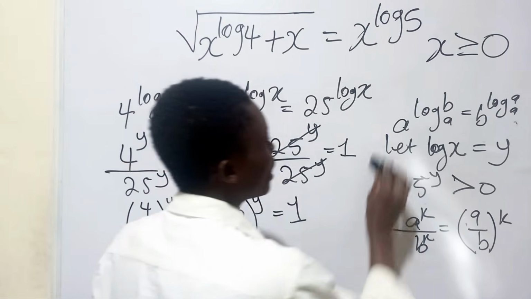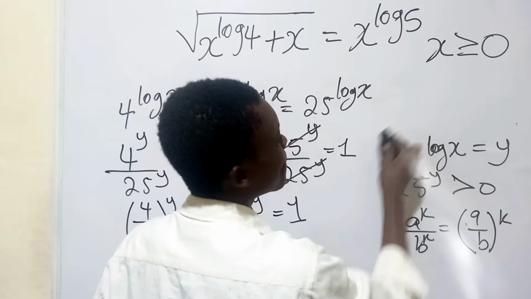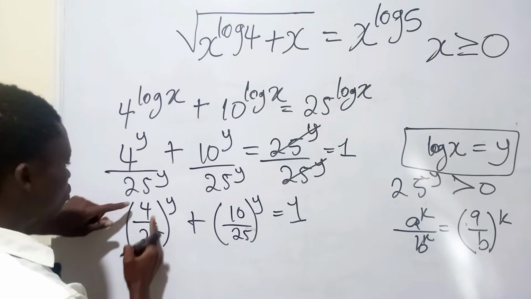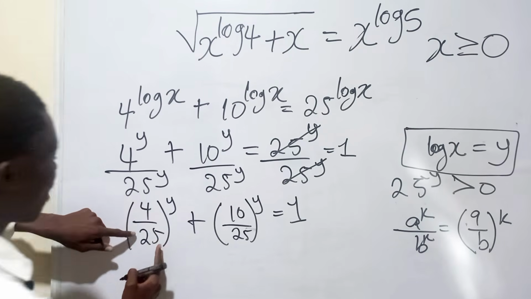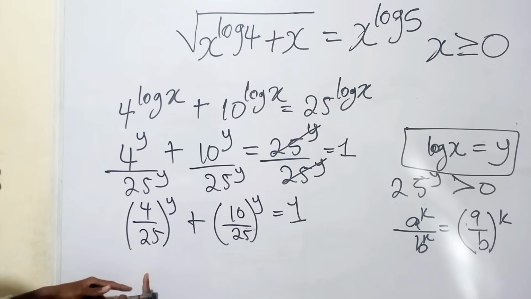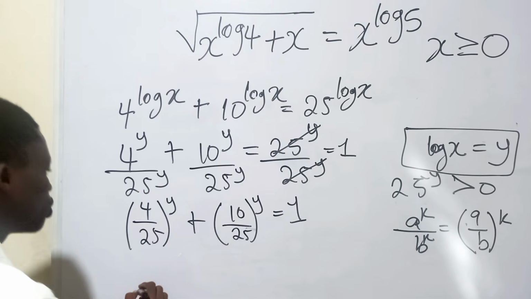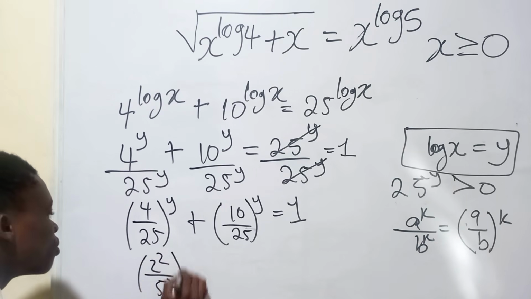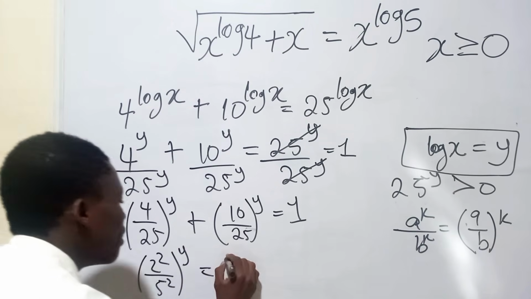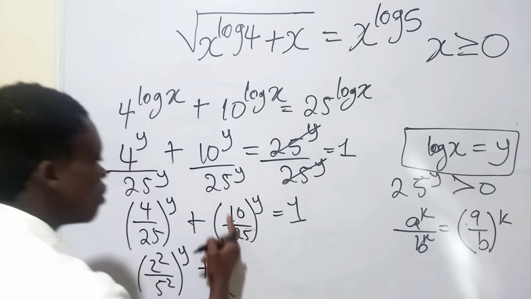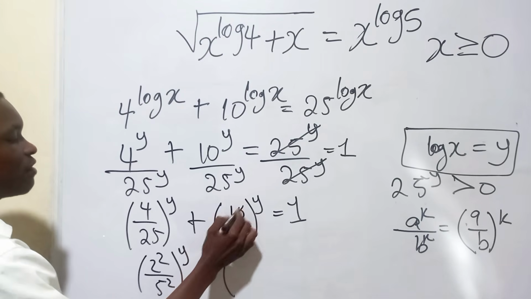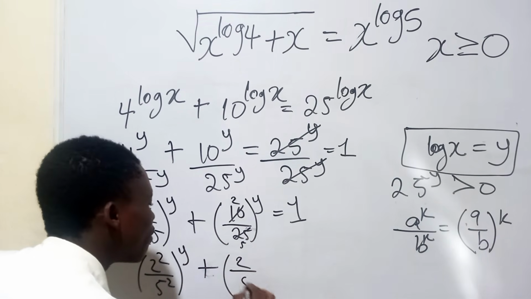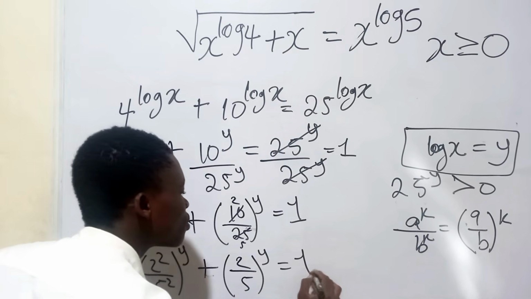But from this law, we know that 2 to the power 2 gives us 4, and 5 to the power 2 gives us what? 25, right? So we can represent this as 2 to the power 2 all over 5 to the power 2, all to the power y, plus, we can divide this, because 5 into 10 is 2 and 5 into 25 is 5. So this is 2 over 5 all to the power y equals 1.